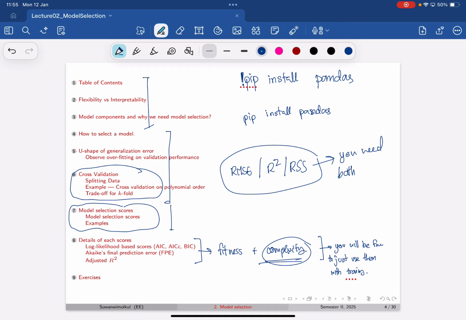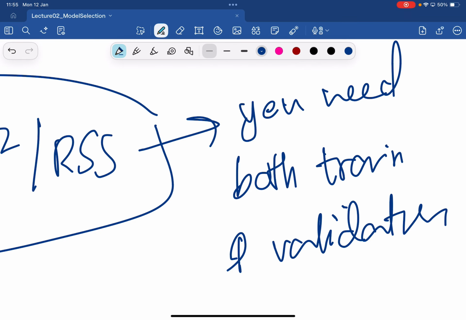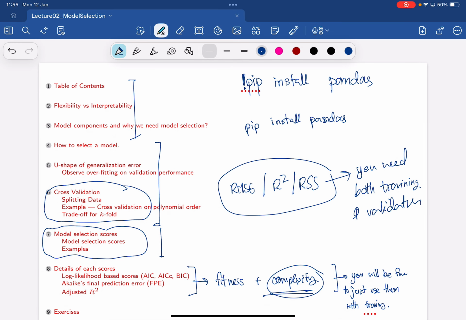Okay, but for RMSE, just to recap, R square, RSS, or this one, you need both training and validation. You need it in training to tell if your training phase is working. You need it both in training and validation. So these are about scores.